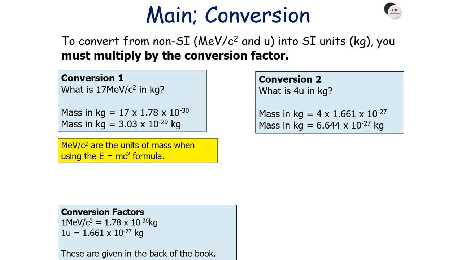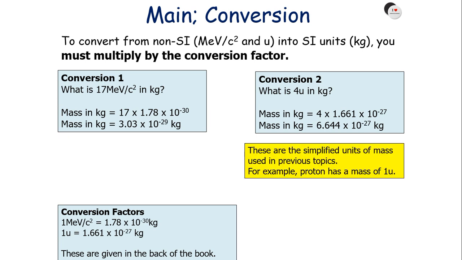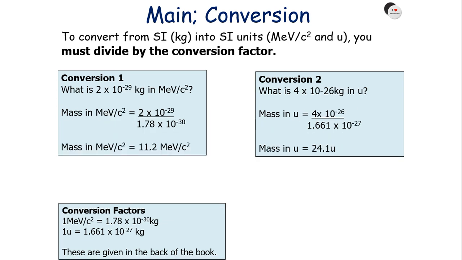Now the MeV over c squared units are a unit of mass because they come from the E equals mc squared formula. So m is equal to E over c squared, and the energy in this example is measured in mega electron volts, which is where it's derived from. Whilst these units are simplification units, so for example in year 10 and year 11 you said that the proton had a mass of 1, it was actually 1u. So that's where those come from.